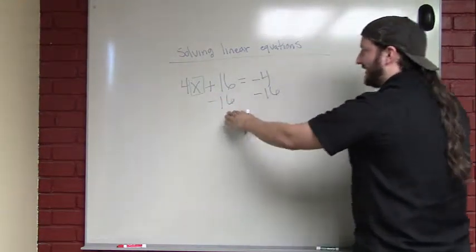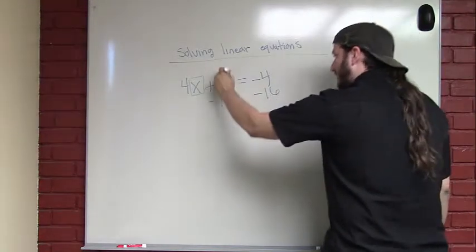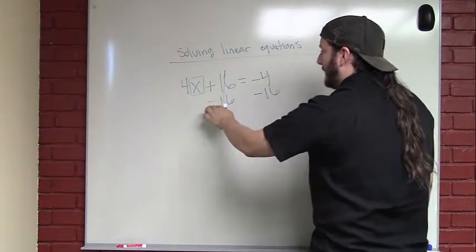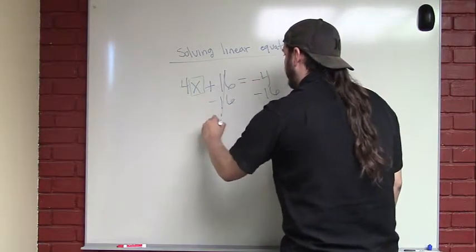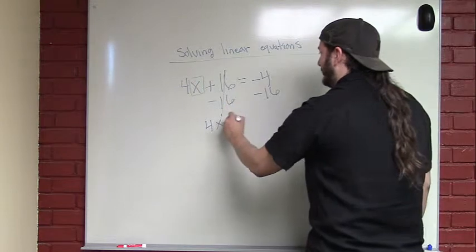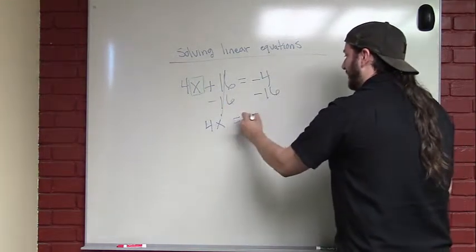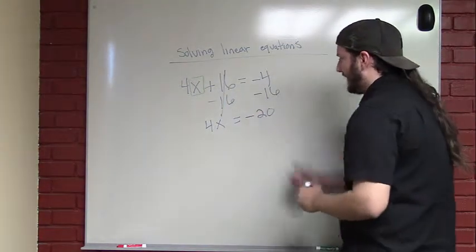But if you subtract it to the left side, you have to do it to the right as well, because a positive 16 minus 16 is 0, okay? So we're going to be left with 4x equals this, which is negative 20, okay?